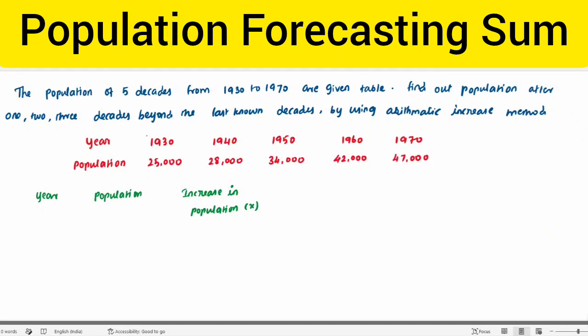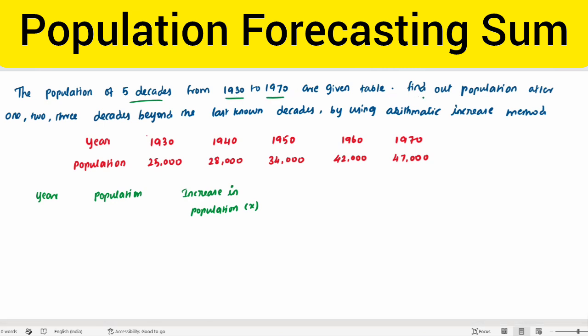Today we are going to see a problem related to environmental engineering in the topic of population forecasting. The problem is: the population of 5 decades from 1930 to 1970 is given in the table. Find out the population after 1, 2, 3 decades beyond the last known decade. The last known decade is 1970, that is 47,000, by using the arithmetic increase method. So basically we are using the arithmetic increase method to find out the population for the next decades.